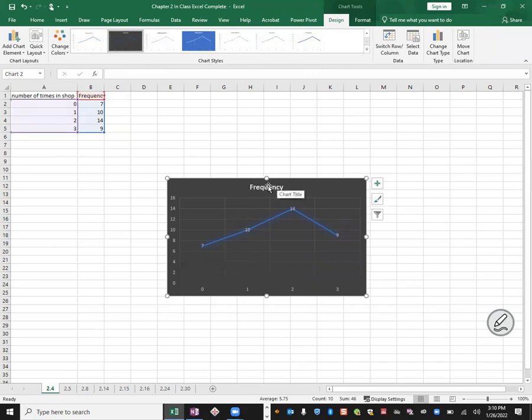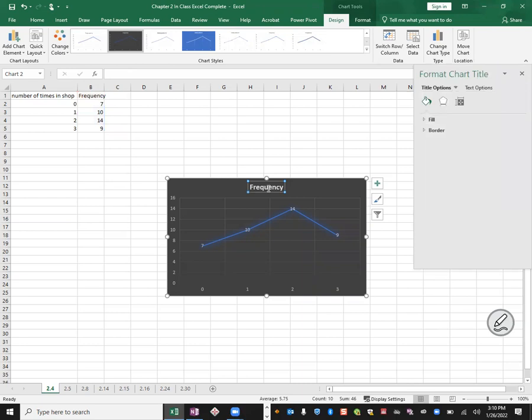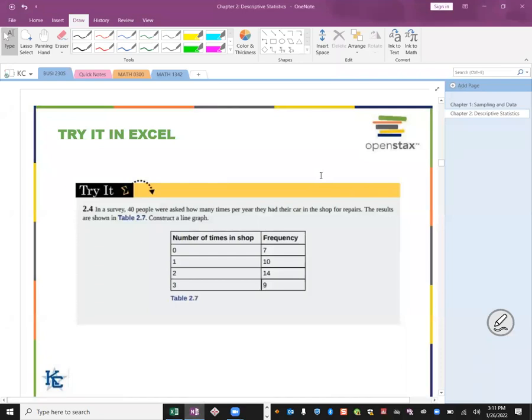If you wanted to title it, you could change your title here. You could add titles for your horizontal and vertical axes, which is good practice and things like that. And so you would just use this formatting tool to help you do those things. All right, let's get back to our lecture notes.